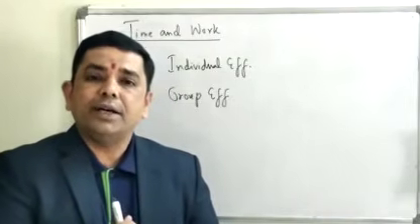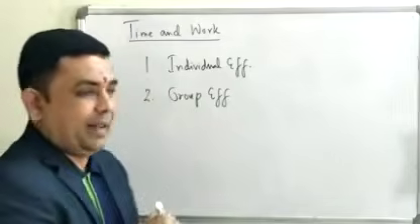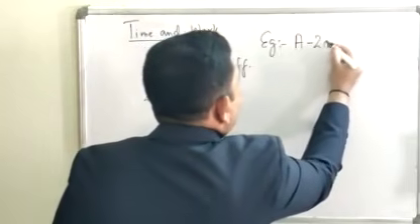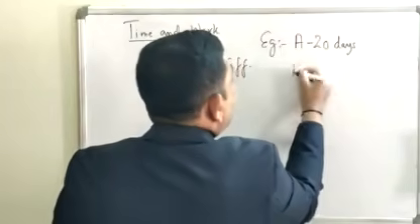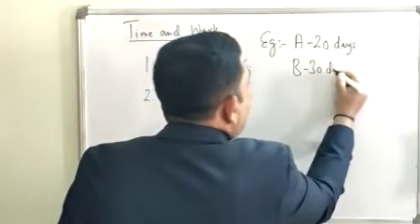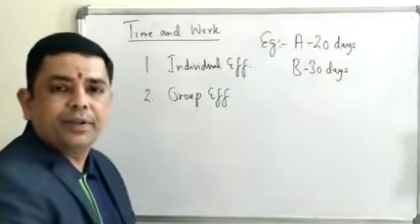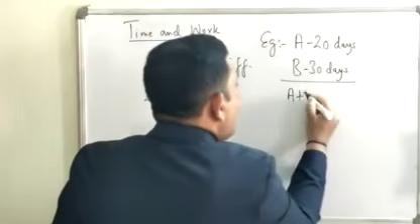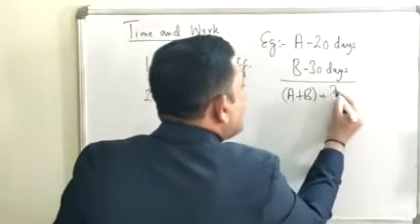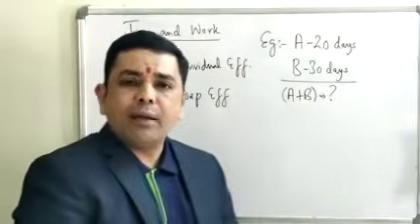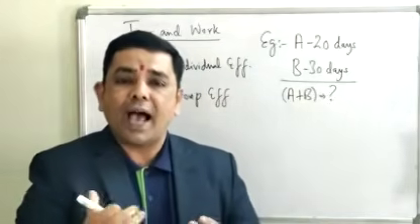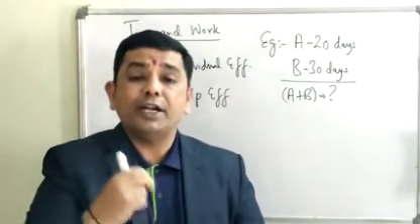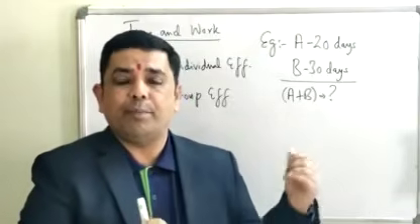I would like to start by taking a very simple example. And what is that example? A can complete a work in 20 days. B can do the same work in 30 days. The question is, in how many days can A and B together complete this work? I'm sure all of us have earlier done questions like these. Let us see a different way of the approach.